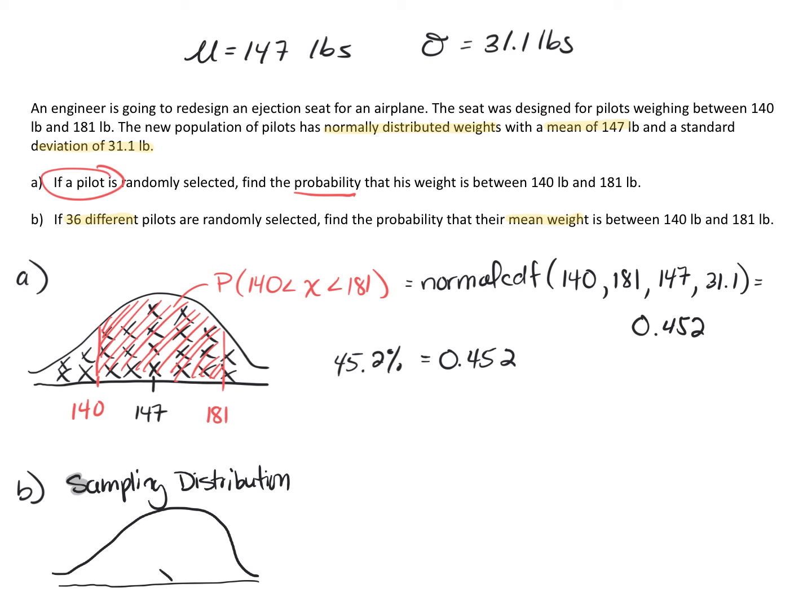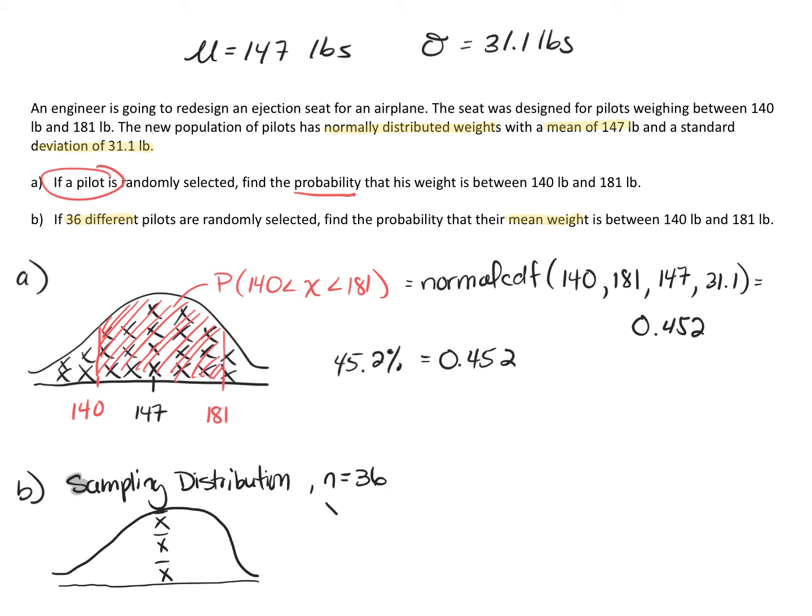This distribution represents a bunch of x bars. So what we do is we take a look at the population. Imagine that the population is the weight of all pilots, okay? And then we randomly select from that population, where n is 36. So we randomly select 36 pilots, and then we take the average weight of all 36 pilots.